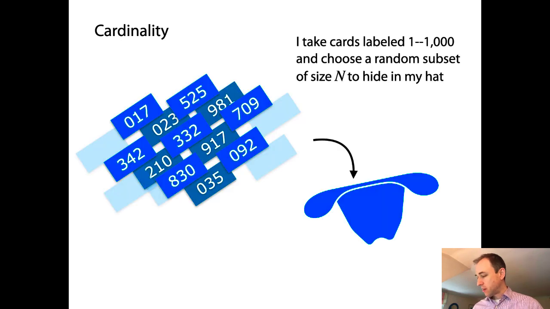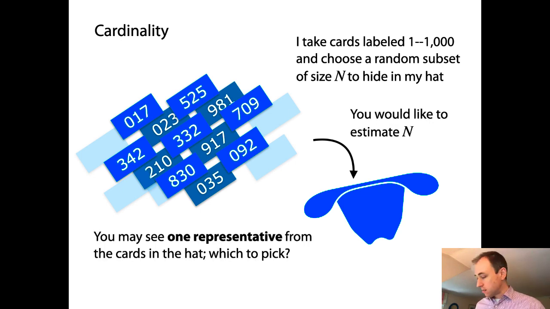Okay, so let's start simple. Let's say I have the following scenario. I have a deck of cards, but it's kind of a special deck of cards. They're not playing cards. They're just cards labeled 1 to 1,000. So I have one card for each of the integers labeled 1 to 1,000. I'm going to take some random subset of those cards, right? Could be large, could be small. I'm going to put them in a hat where you can't see them. You haven't peeked at the cards and you can't peek inside the hat, but your job is to estimate n, the number of cards in my subset. The number of cards in the subset that I put in the hat.